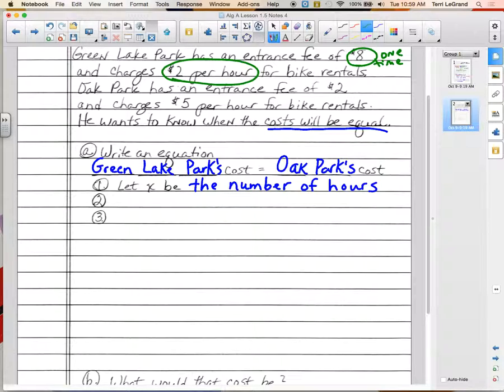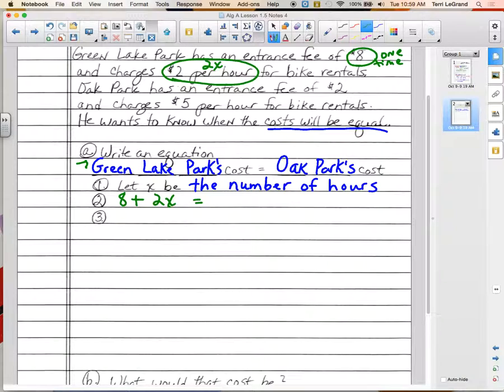$2 per hour, Cody? 8 plus 2x. Okay, I'm just talking about this part right here. So this could be 2x, I think that's what you're saying, right? Okay. And then it moves up. So it looks like we're ready to do this side of the equation right here. So we're going to do what Cody just said. We're going to do 8 plus 2x equals.